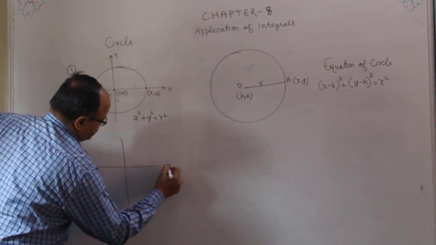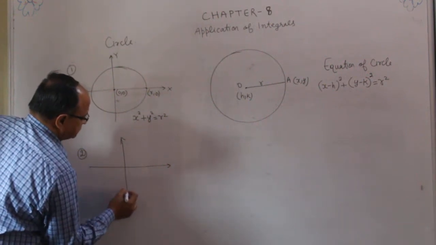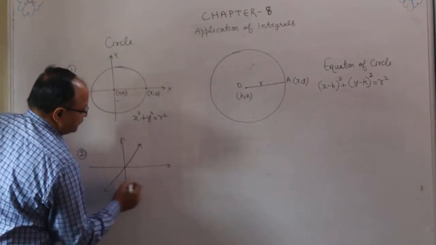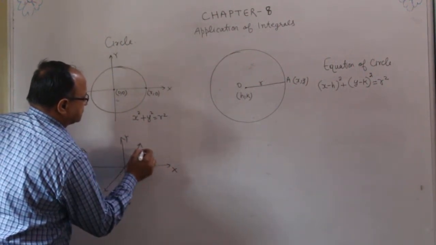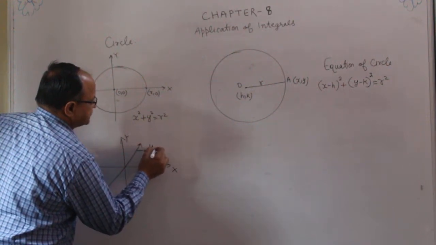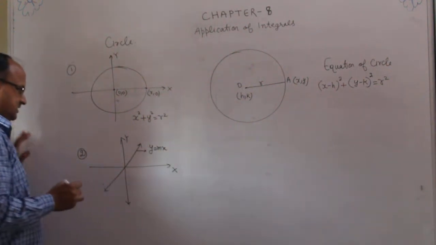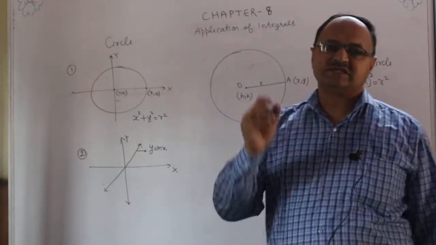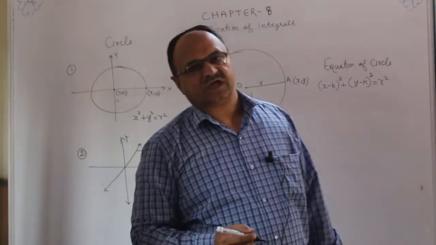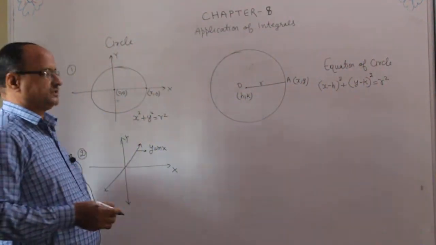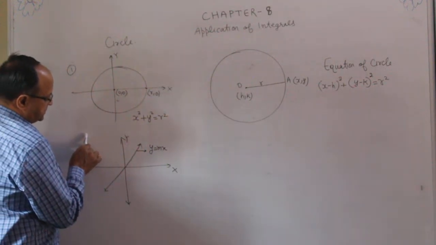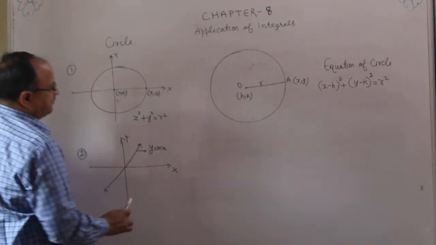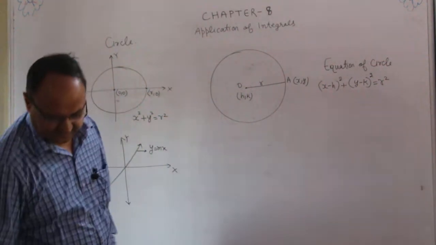And the second, equation of line passing through origin. Equation of this line is y is equal to mx. Y is equal to x, y is equal to 2x, y is equal to 3x, y is equal to 4x. All lines pass through the origin. Suppose if y is equal to minus x, minus 2x, it means that the line passes through here. Clear? These are the main points of this chapter.